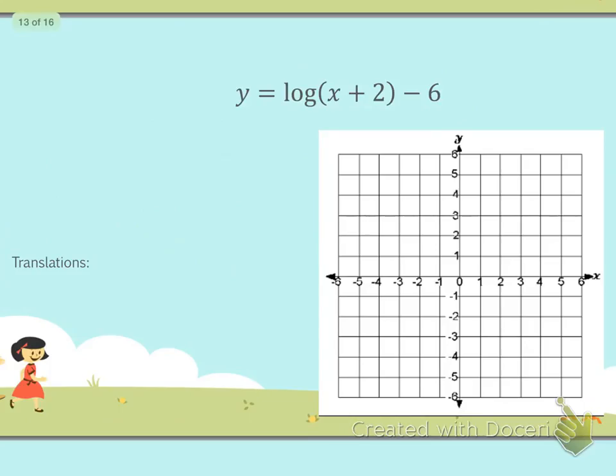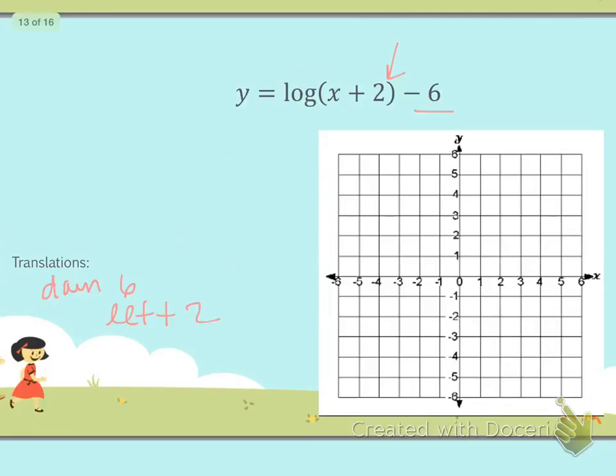Okay, so my first one here, let's talk about the translation. This would be down 6. This right here would be left 2. If I had a different base, right now it's a base 10, which means I can type it in my graphing calculator. If there was a different base there, we don't include that in the stretch or compress or anything. That's just talking about its base.